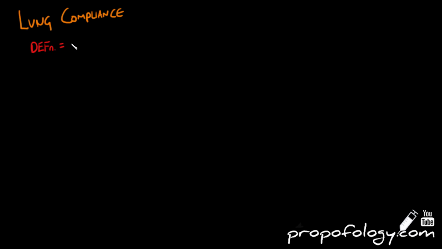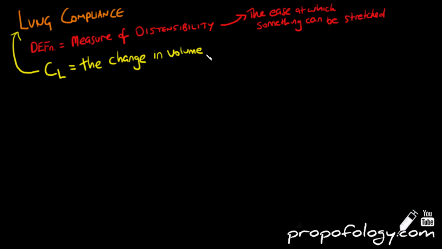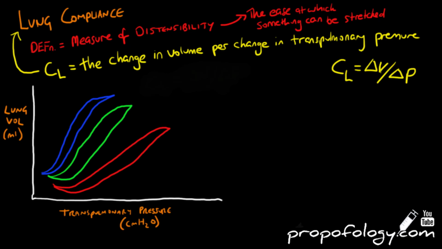Lung compliance is extremely important in critical care and anaesthesia. Compliance is the measure of distensibility, which is the ease at which something can be stretched. Lung compliance is defined as the change in lung volume per unit change in transpulmonary pressure. It's important to understand because we rely on the concept quite a lot whenever we ventilate a patient or seek to understand the pathology going on inside the lungs.